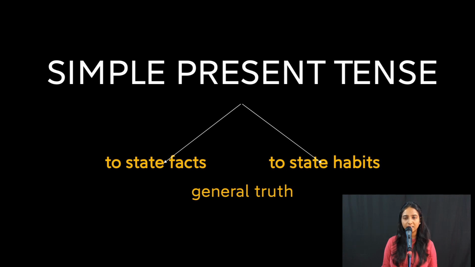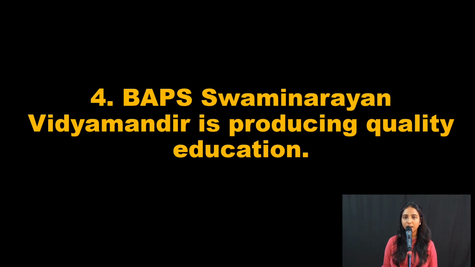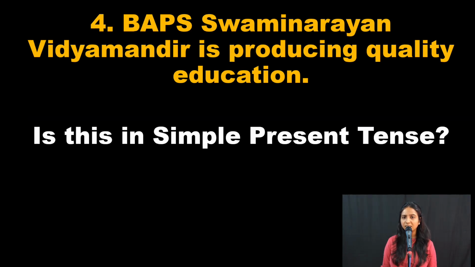Let's look at this sentence. BAPS Swaminarayan Vidya Mandir is producing quality education. So, is this particular sentence in the simple present tense? Yes? No? You got it right. It is not in simple present tense. So, what does this sentence exactly mean? This sentence means that BAPS is producing quality education just temporarily, not permanently. We are not stating a fact here.